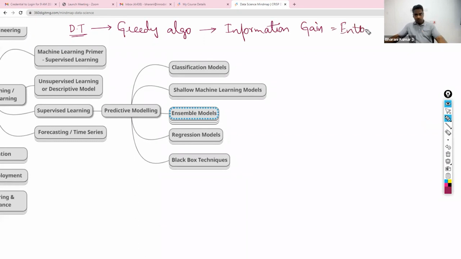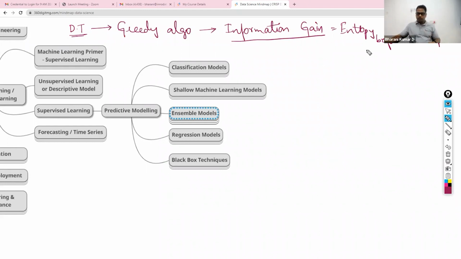Entropy before minus entropy after. And this will help us calculate information gain for each and every variable. And then how do you choose a root node? Root node is that node which has the highest information gain. Okay, highest information gain, that's called your root node.